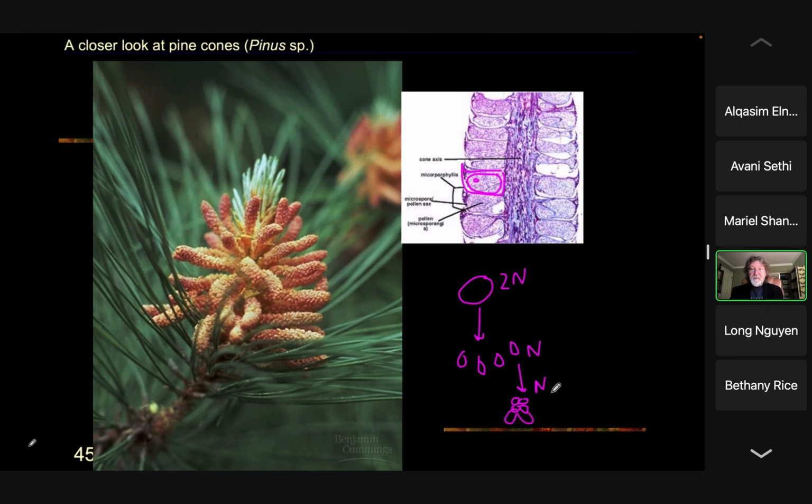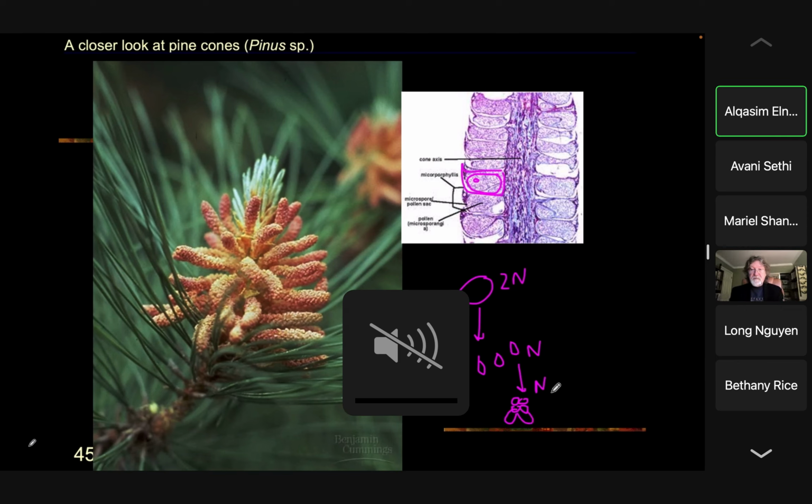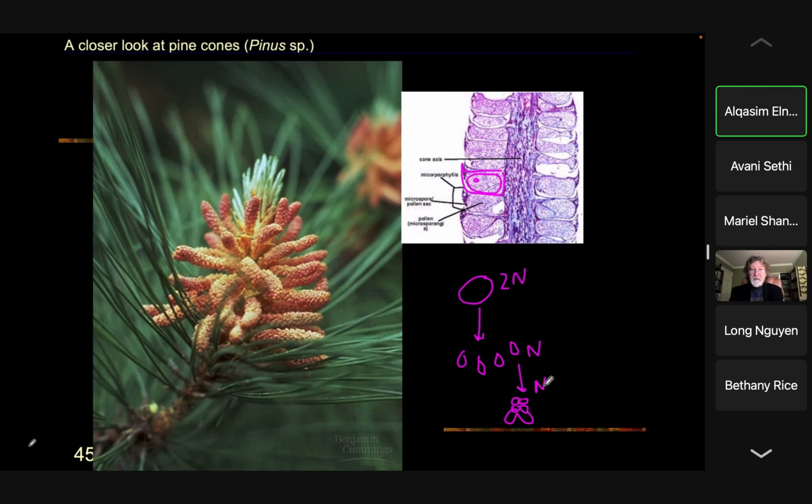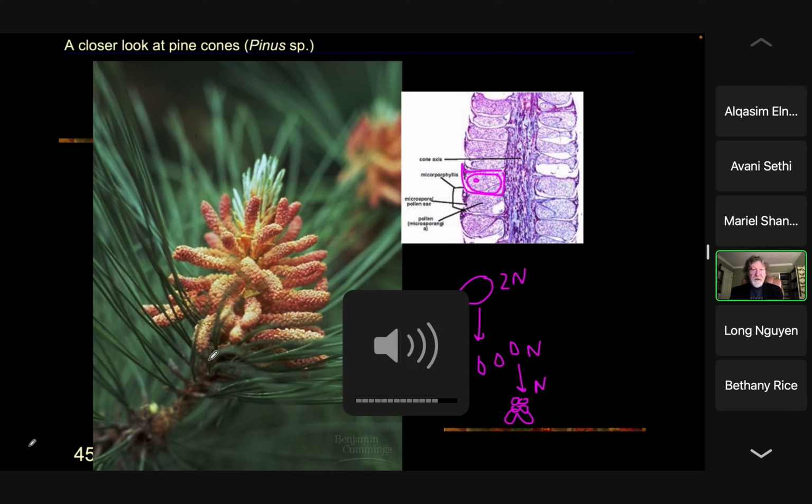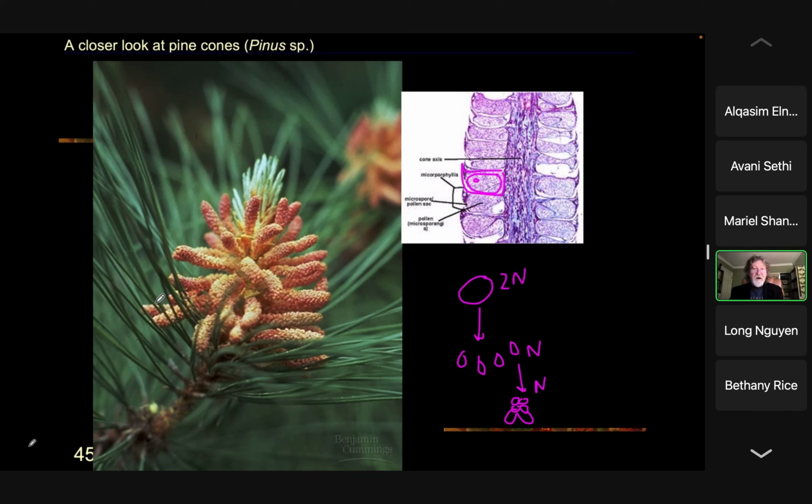Okay, does that clarify it? Yeah, so there's no term for the whole bundle of those cones right there? No, there's no special term for it. It's just a cluster of male cones, a cluster of staminate cones. They usually occur together in clusters like this, not individually.